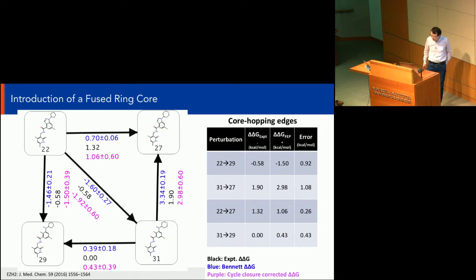So in particular, in the presence of the five-member ring in the terminal molecule, opening the ring only modestly increased binding potency by about 0.6 kcal/mol. In comparison, in the presence of the six-member ring, opening the fused ring significantly increased binding potency by about 1.9 kcal/mol. And this strong non-additivity effect is accurately calculated by core-hopping FEP.